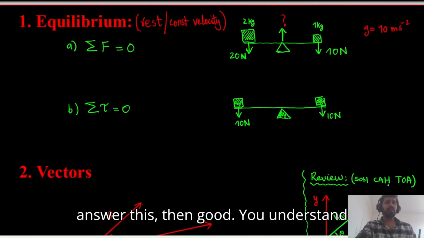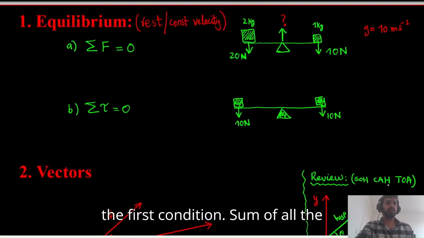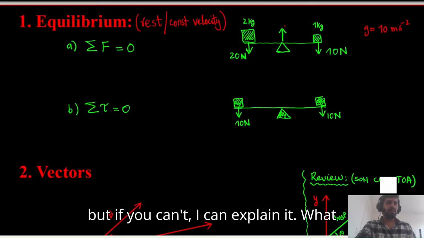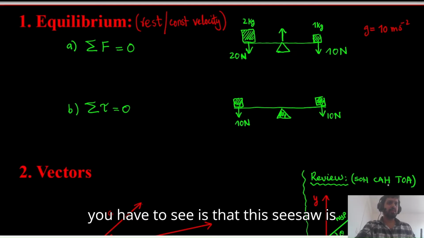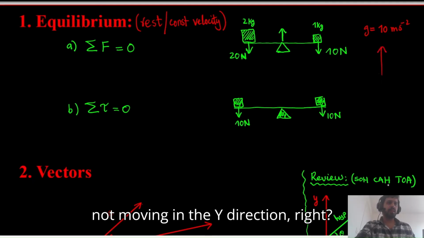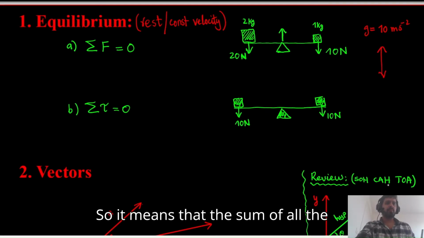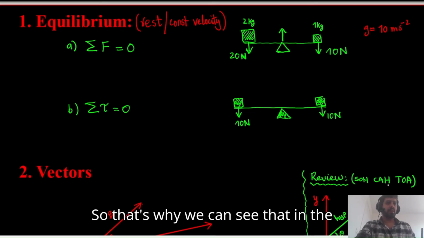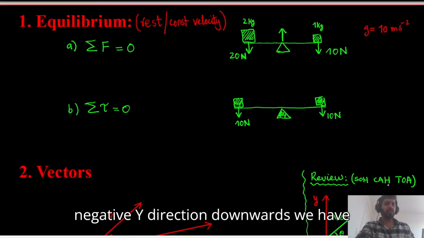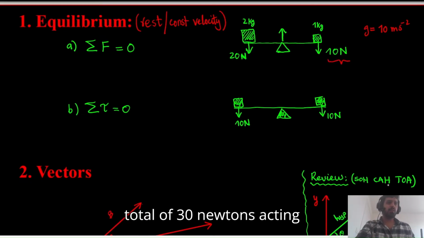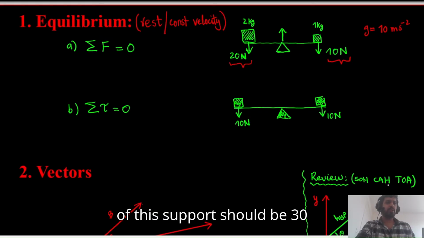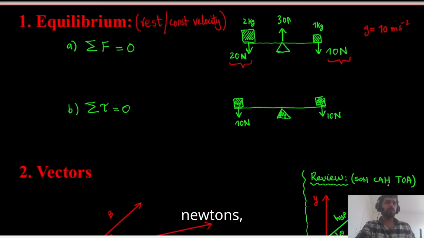So if you can answer this, then good. You understand the first condition, sum of all the forces should be zero. But if you can't, I can explain it. What you have to see is that this seesaw is not moving in the y direction, right? So it means that the sum of all the forces in the y direction should be zero. So that's why we can see that in the negative y direction, downwards, we have a total of 30 newtons acting downwards, right? That means that the upward force because of this support should be 30 newtons, right?